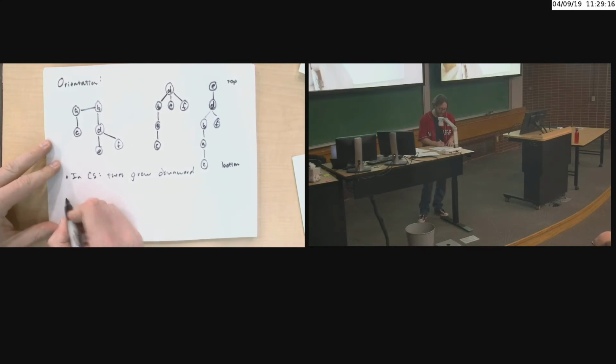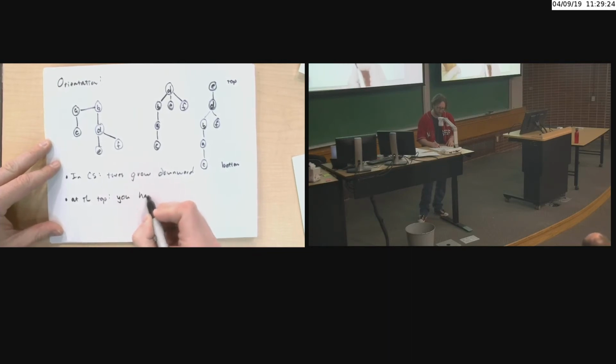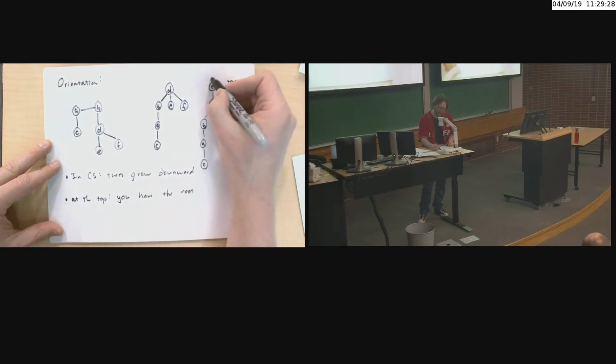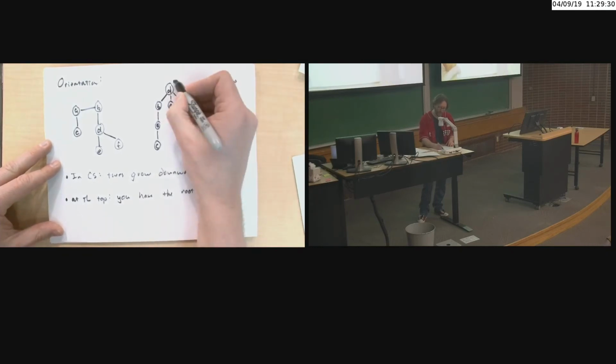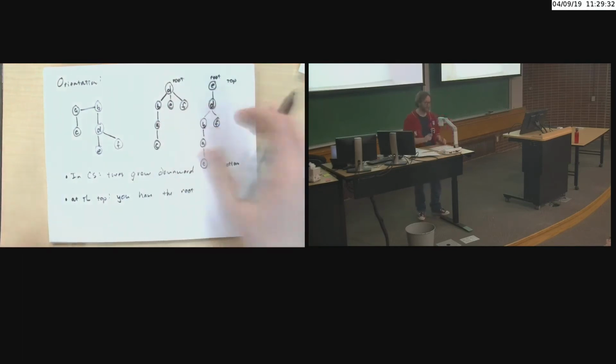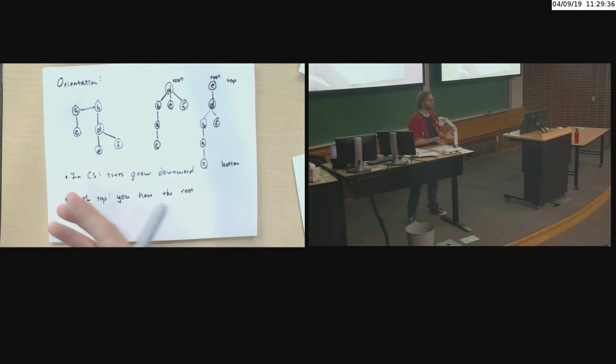At the top, we have something called the root. You have the root, right? This is the root, and this is the root, right? For this tree and this tree respectively. Because, again, trees grow downward. So if you think of a natural tree, what's at the bottom of the tree? It's the root. That's the starting point.